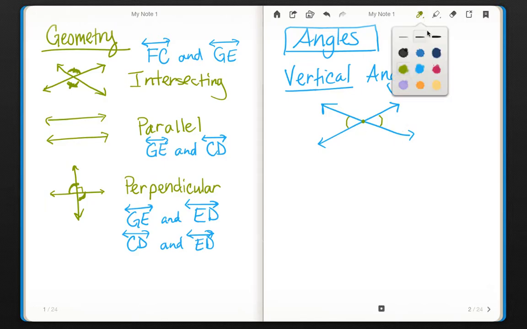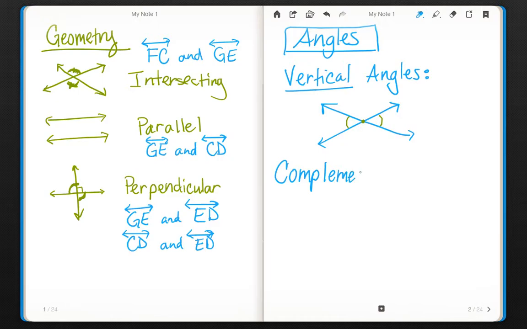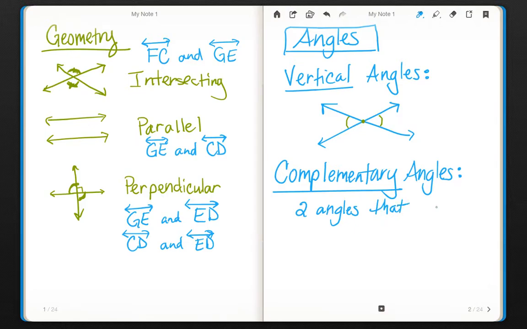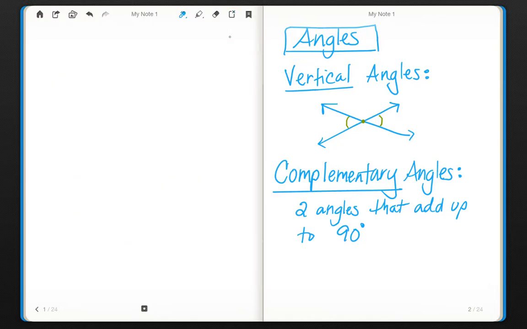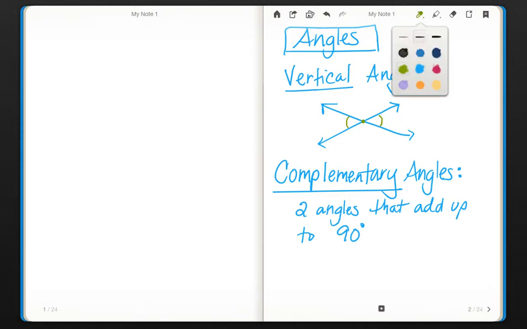Okay, then another type of angles I want to highlight are called complementary angles. And it doesn't mean that they give each other complements. It means it's two angles that add up to 90 degrees. So they have to add up to 90 degrees. Now, they don't even have to touch. They can be in totally different locations. They just have to be two angles that add up to 90 degrees.